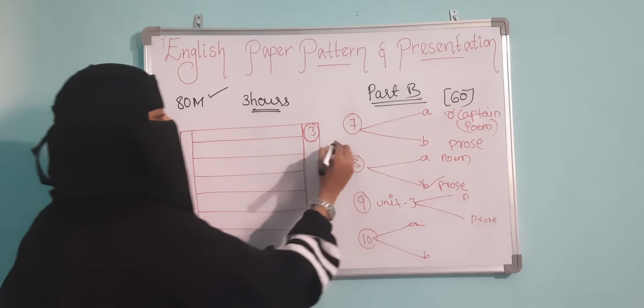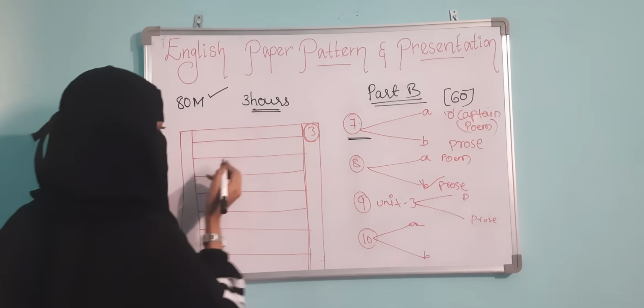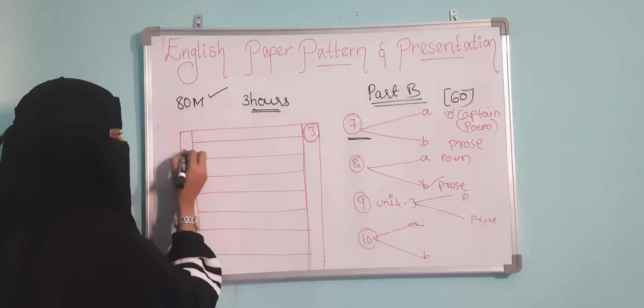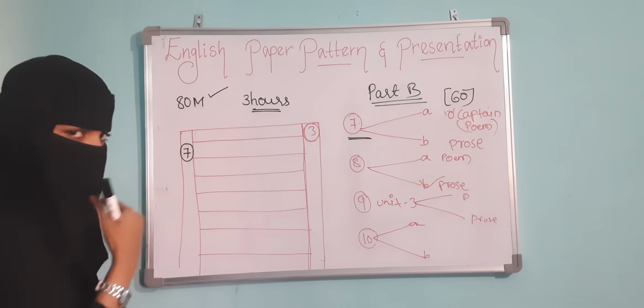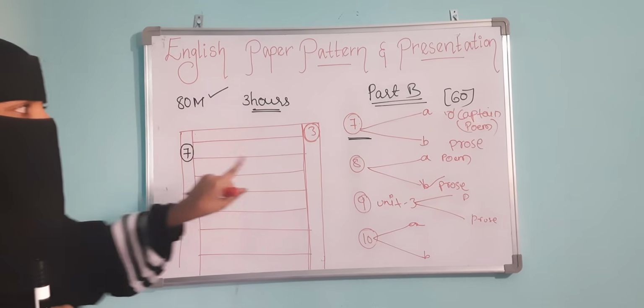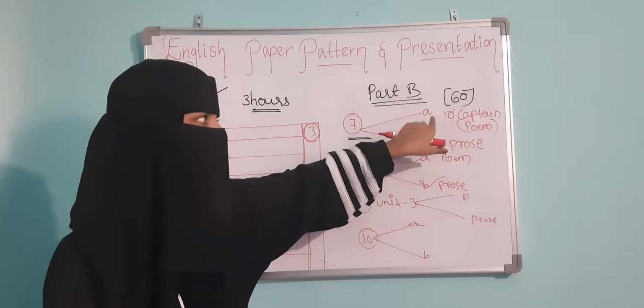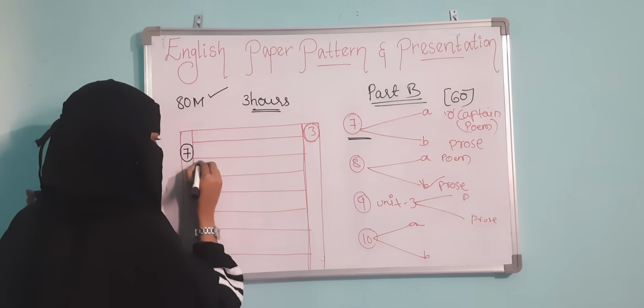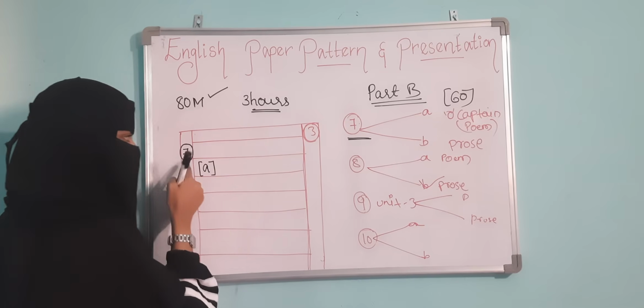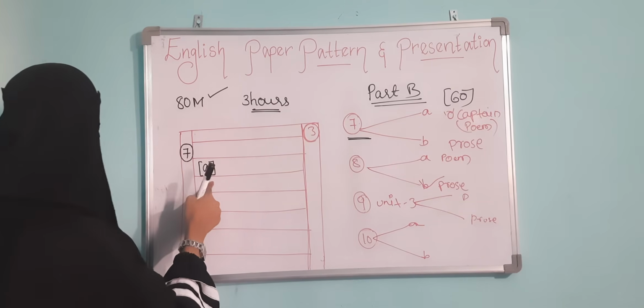How do you need to write the summary? If you are writing the 7th one, you need to mention 7 here. Let us start from here. 7 here, like this you need to mention clearly. Okay, 7 you mentioned. Now if you are writing a poem, then mention A here. In the next line, here you wrote 7th, here you wrote A.